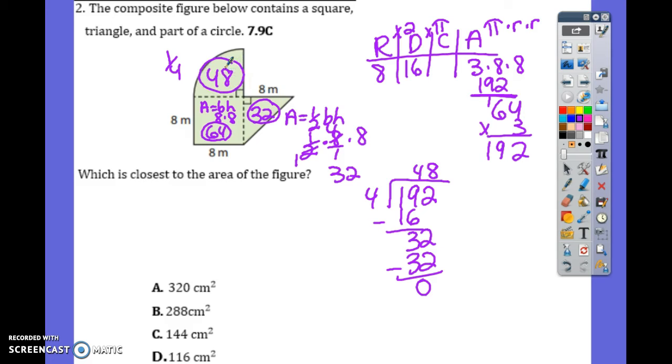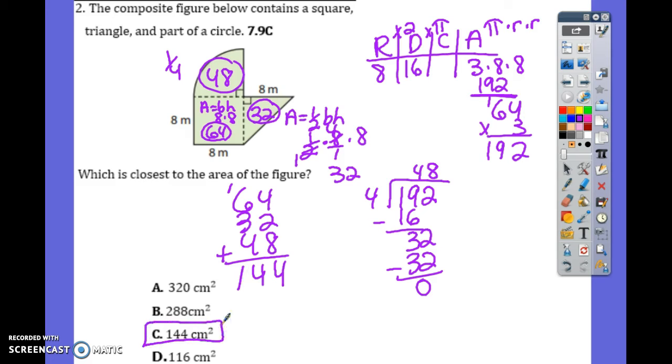So then we want to take those three areas and add them together. 64 plus 32 plus 48. 4 plus 2 is 6, plus 8 is 14, carry the 1. 6 plus 1 is 7, plus 3 is 10, plus 4 is 14. So we have 144 centimeters squared.